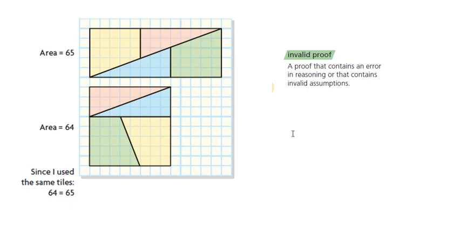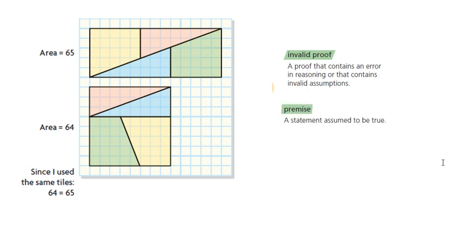So we just saw the error in reasoning there. It was cleverly hidden, but you cannot, in an algebraic proof, divide by 0. So that's the big thing. You've got to watch for that. That happens a lot in these algebraic proofs that seem strange. Or if there's an original assumption that is in error or invalid, that also will affect your proof. So a proof that contains an error in reasoning or that contains invalid assumptions.